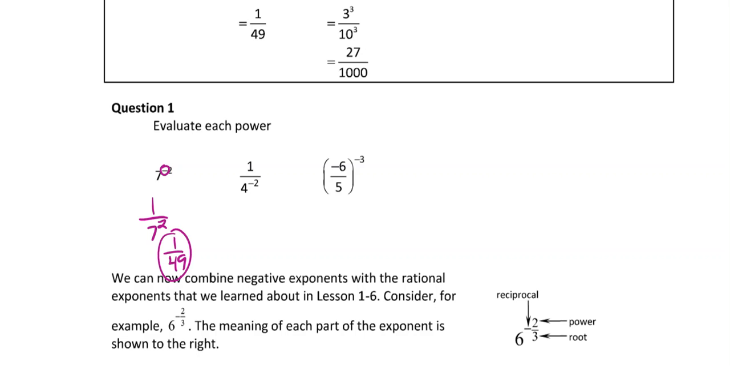Okay, 1/4 to the power of -2. That's just 4 to the power of 2. 4 to the power of 2, right? Just got flipped right back up again. 4 to the power of 2 is 16.